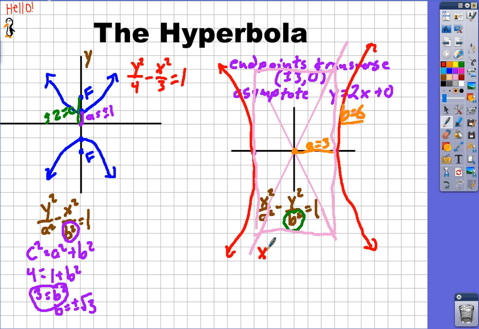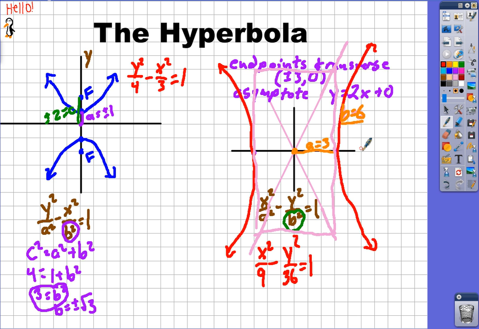We can say x squared, because we know our transverse axis is parallel to the x-axis, over a squared. a is 3, so 3 squared is 9. Minus y squared over b squared. b we determined is 6, so we get 36. Always equals what? That's correct, always equals 1. So there's our equation there.